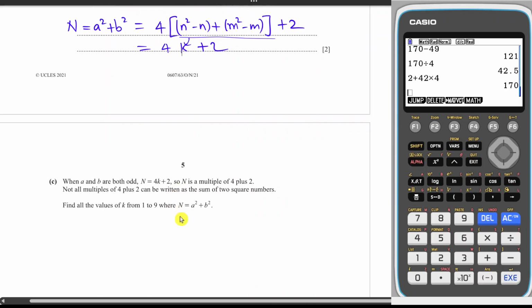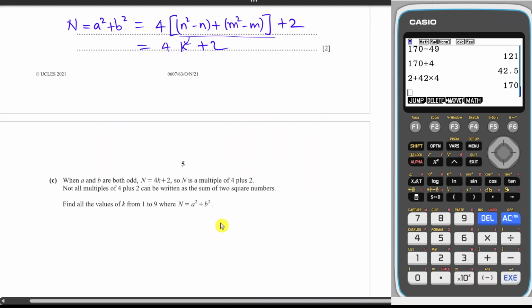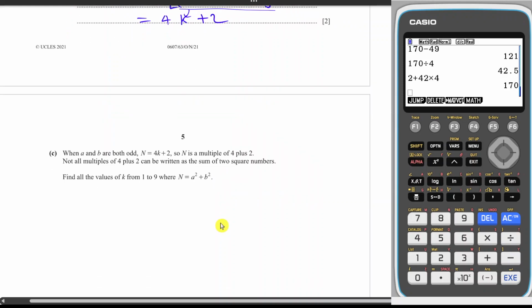Find all the values of k from 1 to 9 where n is equal to a square plus b square. So if n is equal to 4k plus 2, so n is a multiple of 4 plus 2. So not all multiples of 4 plus 2 can be written in this form. So let us just take some values. We'll take all possible values of k and the corresponding value of n.